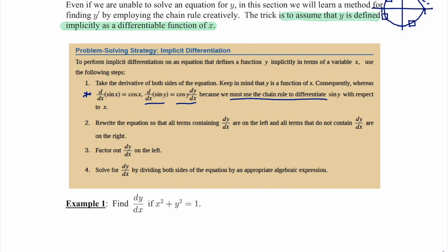Once we've done all the differentiation, then we're going to add and subtract. It says rewrite the equation so that all terms containing dy/dx are on the left and all terms that do not contain dy/dx are on the right. And really, it doesn't matter which side is which. You just want all the dy/dx terms on one side, all the non-dy/dx terms on the other side. And then whichever side you have all the terms with dy/dx, you'll factor out the dy/dx and then divide to get your solution.